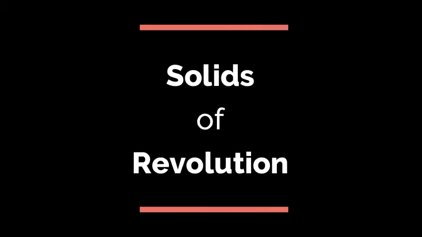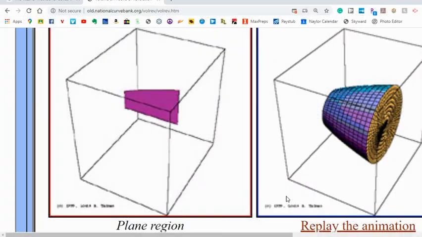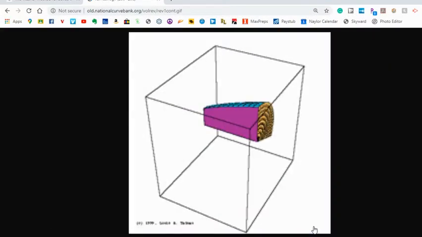All right, so in our next section, we're going to be looking at solids of revolution. Now, I just want you to see how this purple two-dimensional region is rotating. You might say it's rotating around the x-axis. Take a look at the solid that you create, kind of neat looking.